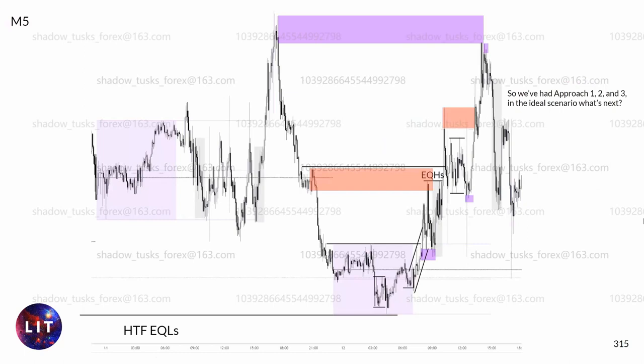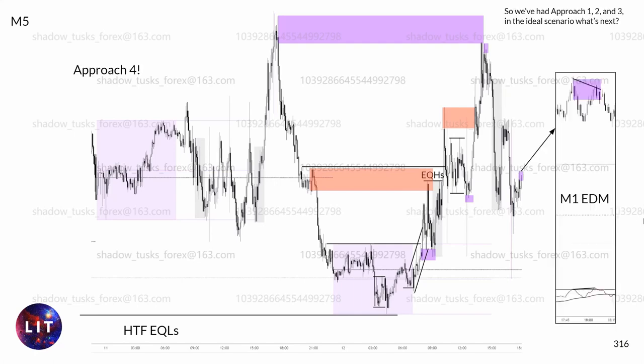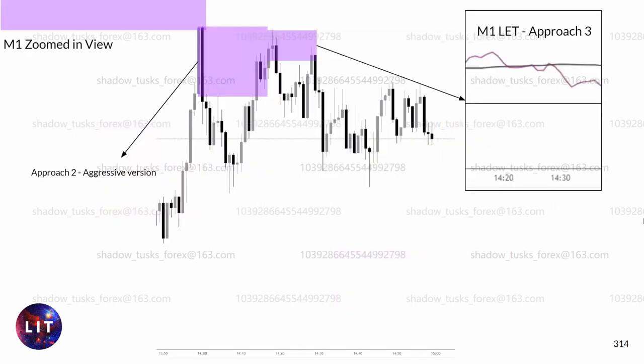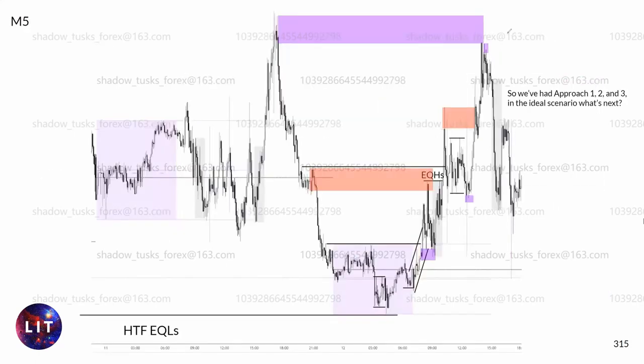Okay, so now we have had approach 1, 2. Obviously, we didn't trade approach 1 or 2, and 3. In the ideal scenario, what would be next? What would be next? Exactly. It's going to be our approach 4. Okay? So, but before all of that, let's look at this. So we have now completed the LIT cycle here. You close this buy likely here, or at least partial it here and hold it all the way up to here. Now we're in this sell.